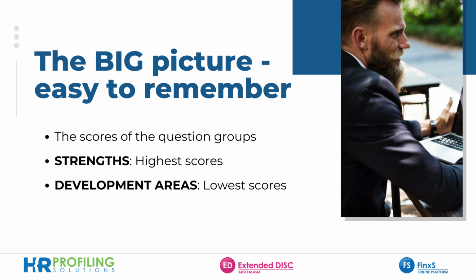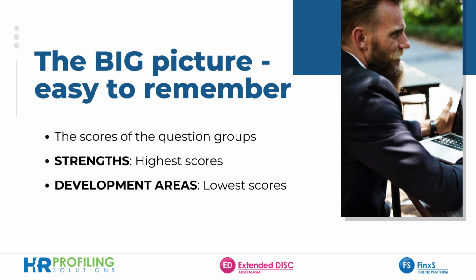So just a very quick summary of where we're at with the 360 report itself. The big picture is that you get scores for each question group and right down into the individual questions themselves. In a simple look at it, the high scores tend to be strengths and the lower scores tend to be development areas. However, obviously, you have differences of opinion in some areas too. So those are the issues.